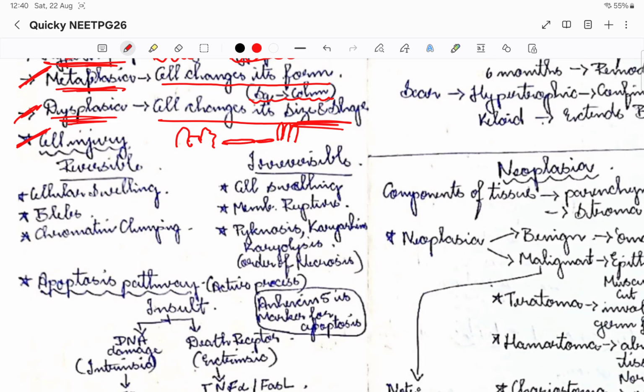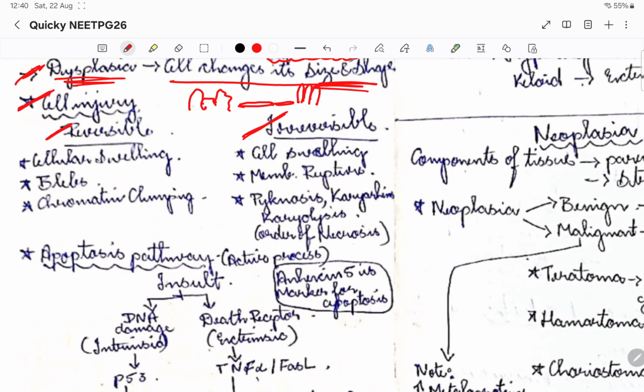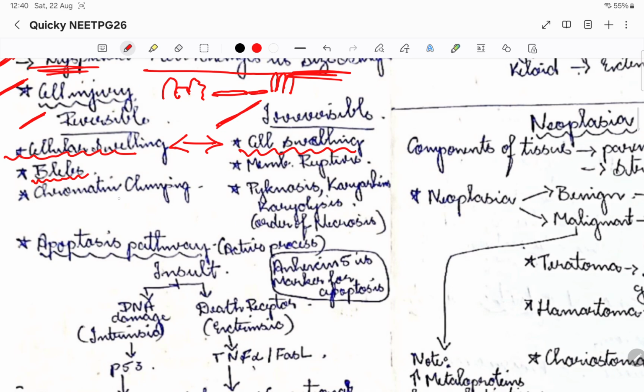What are the two types of cell injury? Reversible cell injury and irreversible cell injury. The information that you must know is the difference between these two, reversible and irreversible. In reversible there will be cellular swelling, whereas in irreversible cell injury there will also be cellular swelling. Please do not differentiate between reversible and irreversible based on cellular swelling, because both will have cellular swelling. Then we'll be seeing blebs. Suppose this is a cell, we'll be seeing outer blebs.